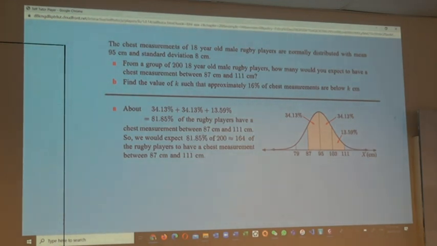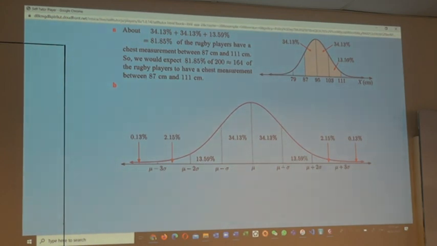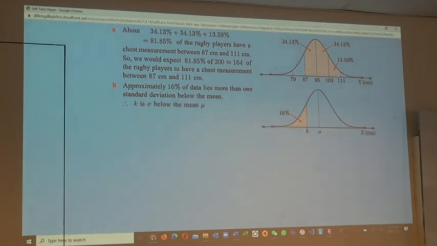players. In part B, we are given a percentage or proportion of the distribution and need to find the corresponding interval. In this case, we need to find the chest measurement K, which 16% of the players will be less than. We are therefore looking at the lower tail of the distribution with the value K as the upper end point of the interval. We add percentages from the left side of the curve, keeping a running total. Approximately 16% of measurements lie more than 1 standard deviation below the mean. K is therefore 1 standard deviation below the mean, or 87 centimeters.